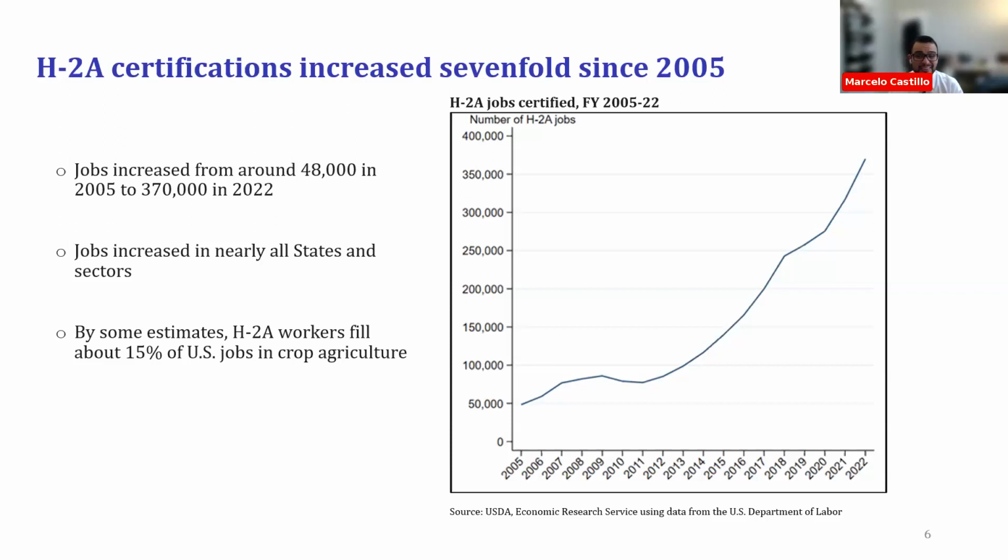And this rapid increase has made it that, at least by some estimates, H2A workers now fill about 15% of all U.S. jobs in crop production. Though, as I'll show in just a second, this percentage varies a lot by location.